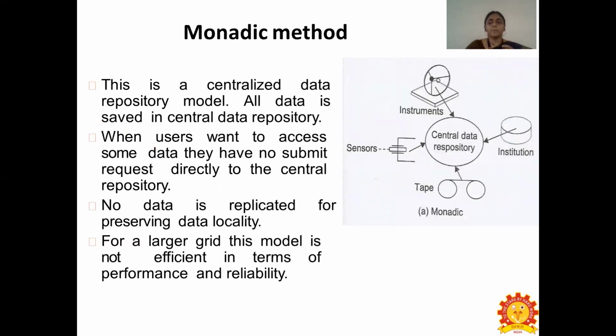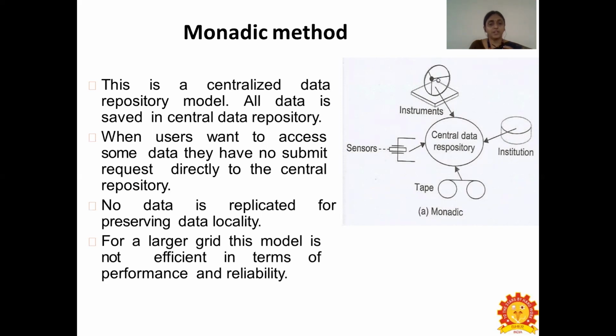And now we will see the monadic method. Here the monadic method is a centralized, repository-like model, and all data is saved in a central data repository. So we have a centralized network where the data is stored. When users want to access some data, they cannot submit requests or interact directly with the central repository. They have to interact through some intermediary. And no data here is replicated for preserving data locality, so data replication is not adaptable here.